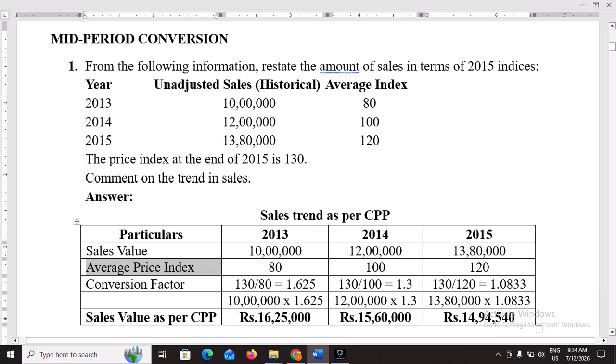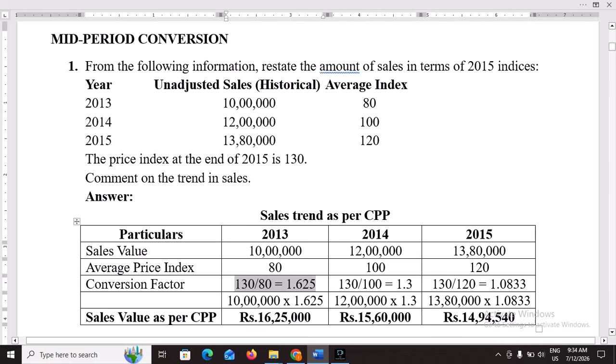Next, average price index, which is also given: 80, 100, 120. Now the conversion factor, which is very simple. The price at the end of 2015 is 130, so the closing price 130 divided by 80, divided by 100, divided by 120. Okay, so solve this.